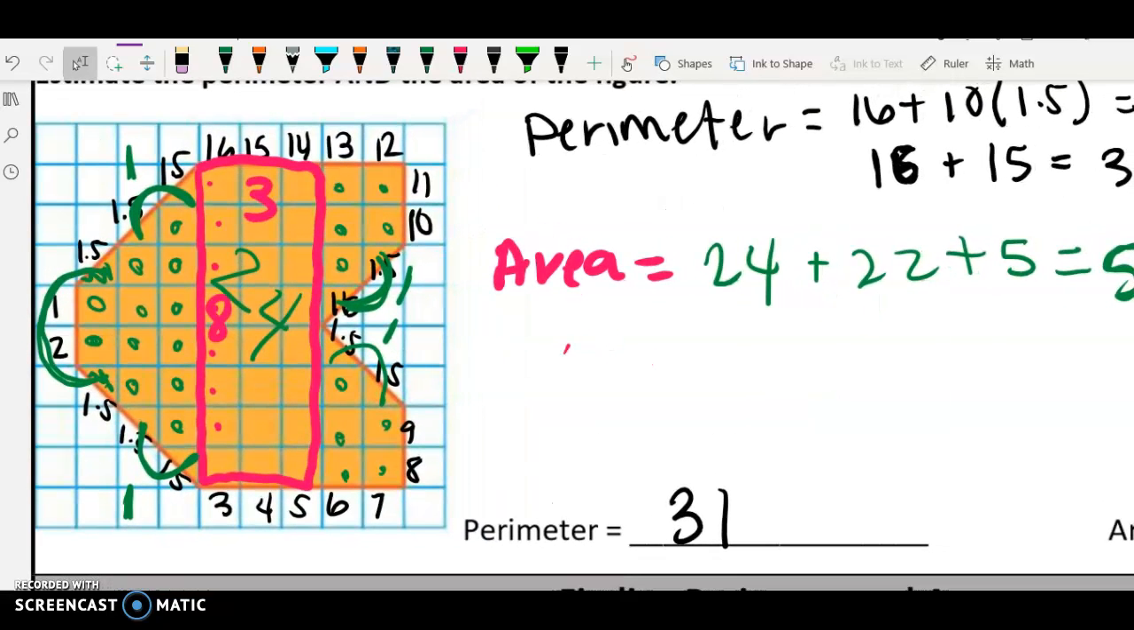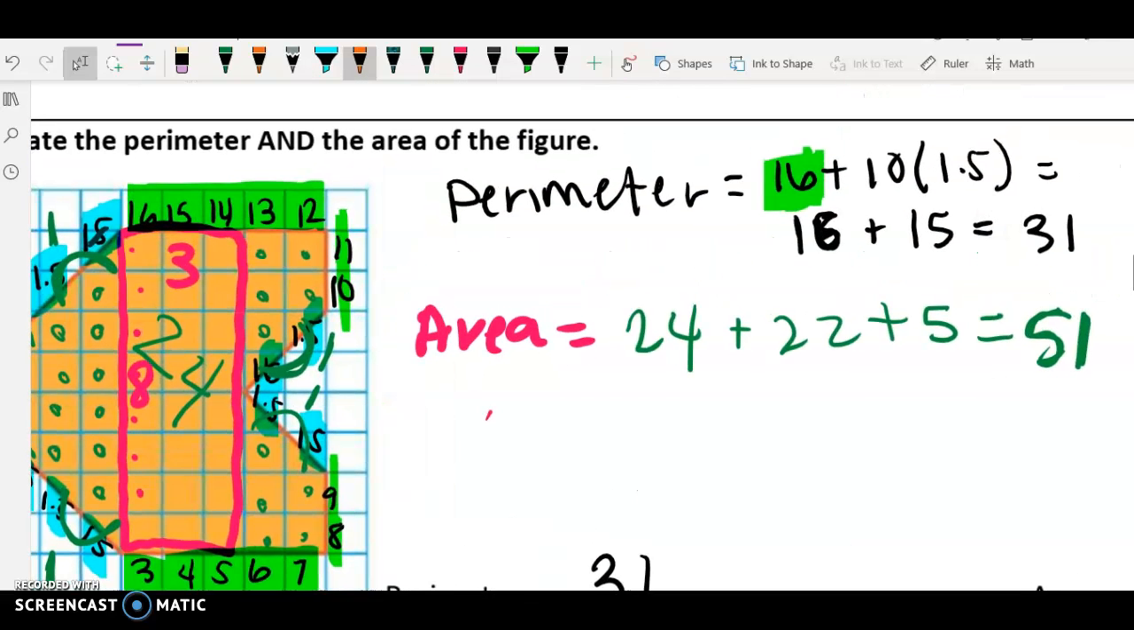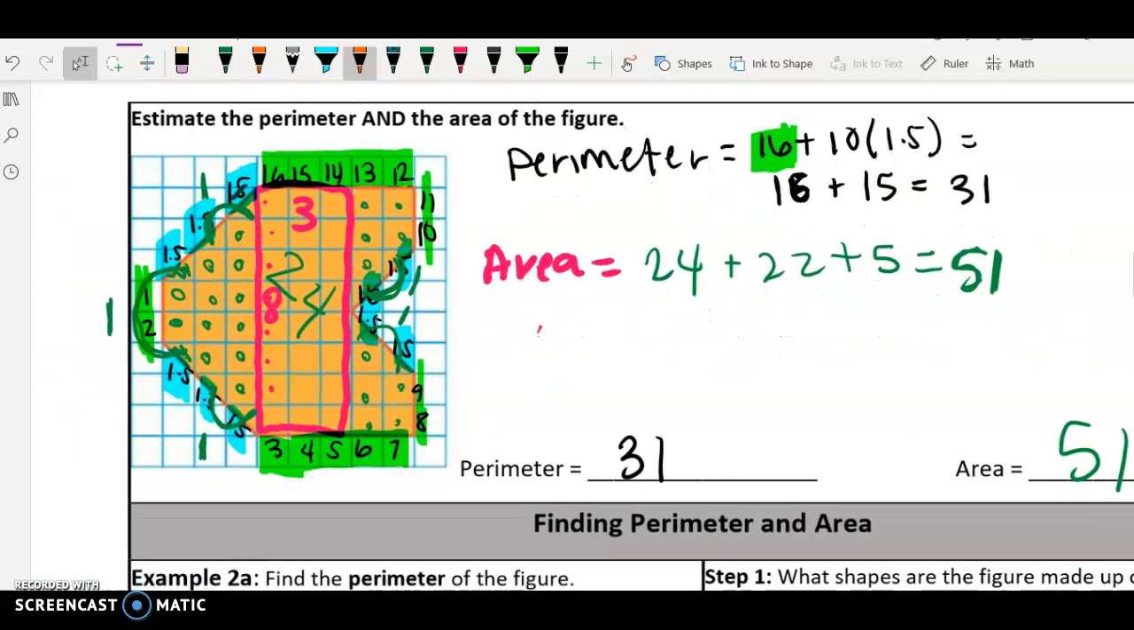That's my perimeter. So I went through and I counted each of my whole numbers. So I had 1, 2, my 3 through 7, 8, 9, and then 10, 11, and then 12 through 16 here. And so that's where I got my 16. And then my 10 came from, I had 10 of these little 1.5s. So I did 10 times 1.5, which gives me 15. So 16 plus 15 gave me 31. Now, if yours is not exactly 31, that is okay.